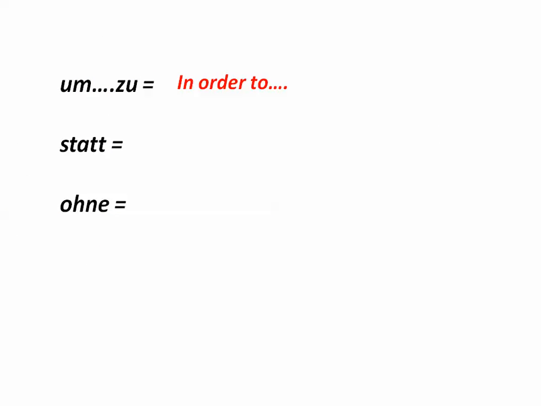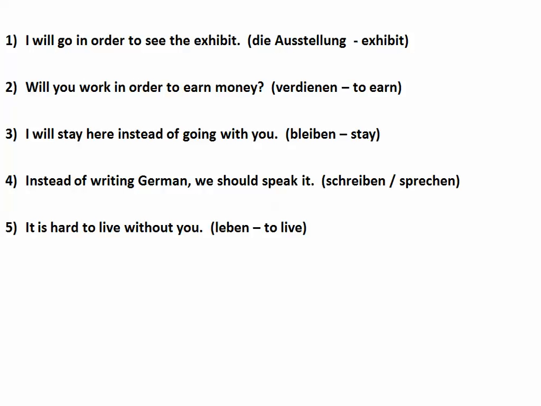Alright, as I said, there are some common constructions that you will see with infinitive phrases. One of them is um zu, which means in order to. Um by itself, you may remember, is an accusative preposition that means around. However, used with an infinitive phrase, it means in order to. Statt, instead of, and ohne, without. So let's look at how this works. I will go in order to see the exhibit. Ich werde gehen, um die Ausstellung zu sehen. So I've set off the um with a comma, and then I've put in order, basically in order, the exhibit to see.